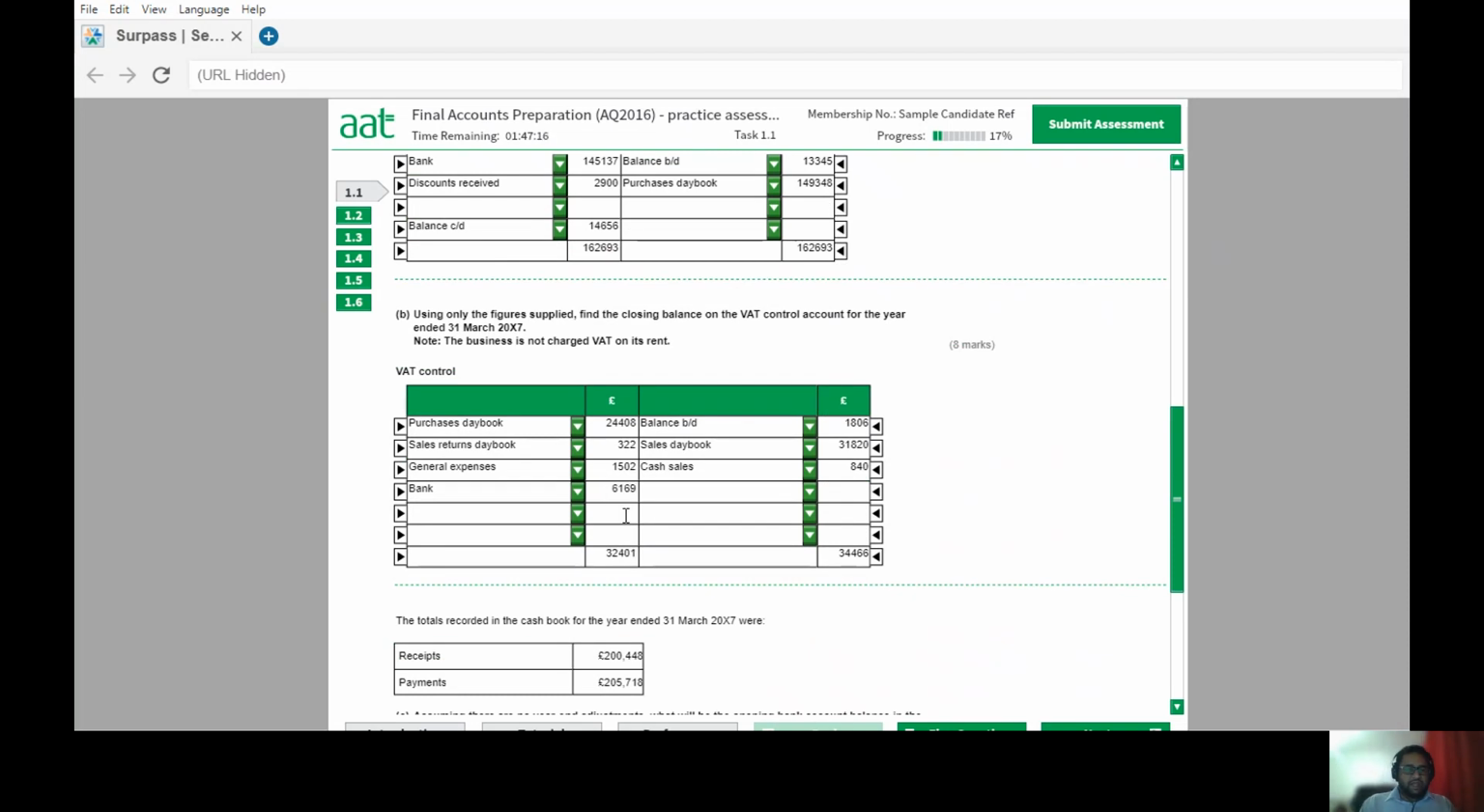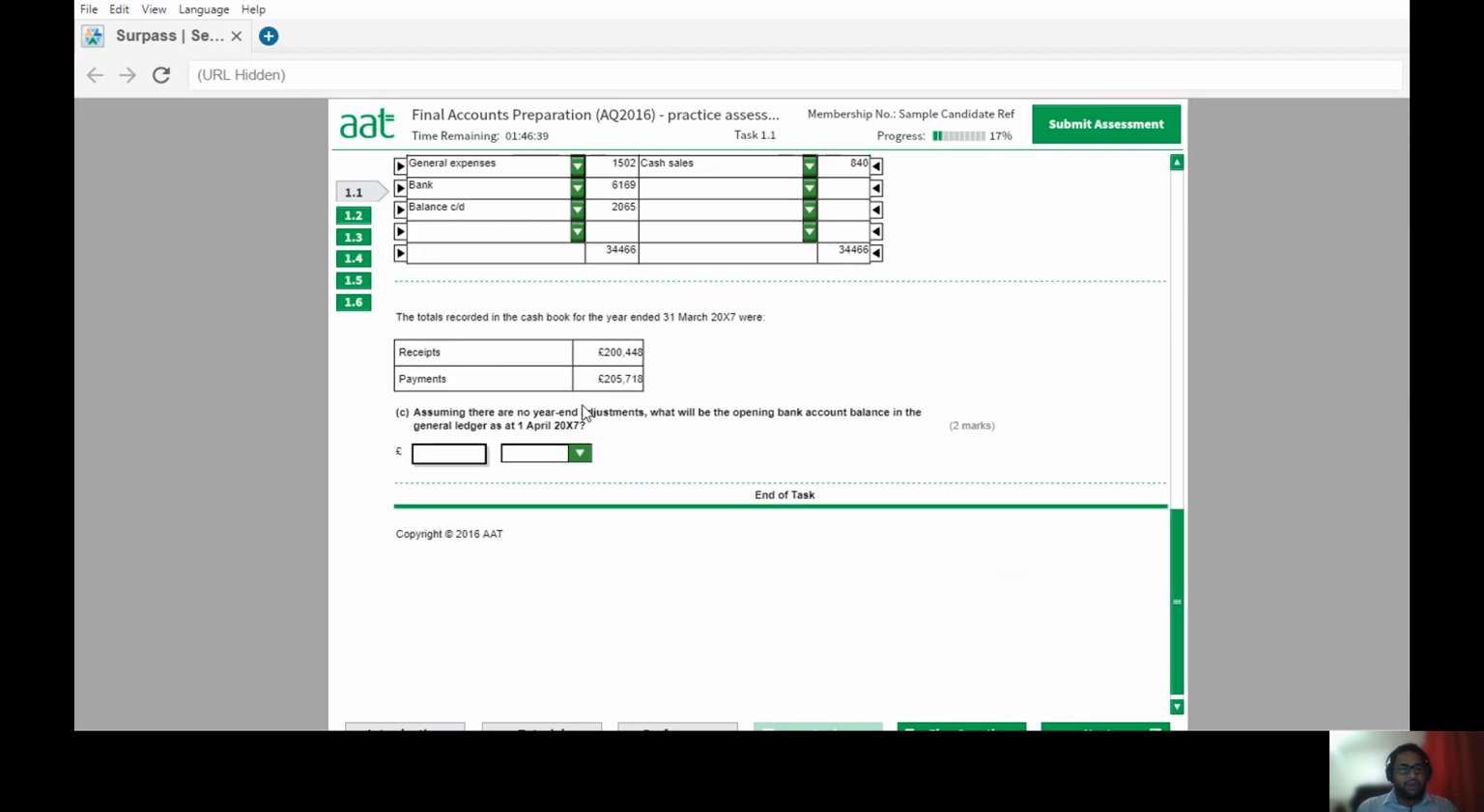6169. Still, if you look at that, the amount on the credit side is greater than what's on your debit side, so your balance carried down figure will be on this opposite side. So let's find the difference. 34466 minus 32401. That gives me an amount of £2,065, which will be your new VAT liability. So this is the amount you need to find by entering all those figures. All they want you to do is find out the closing balance, which is this one.